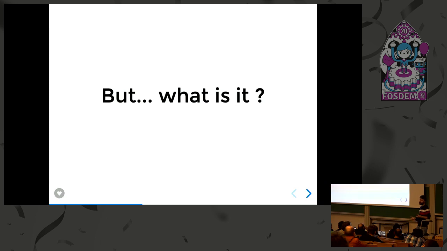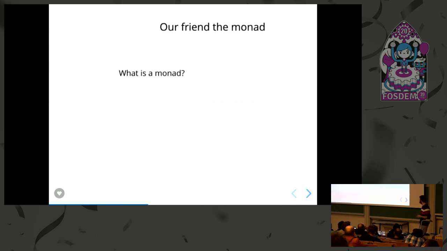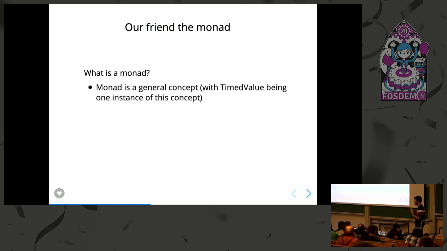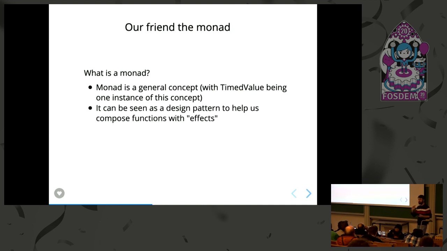But we still don't know what is a monad. So let's try to get a sense of what it is. Monad is a general concept with TimeValue being one instance of it. It can be seen as a design pattern which helps us compose functions with effects. And in this case, effects means measuring the time of execution.